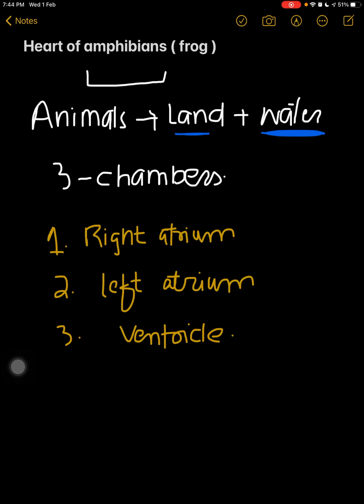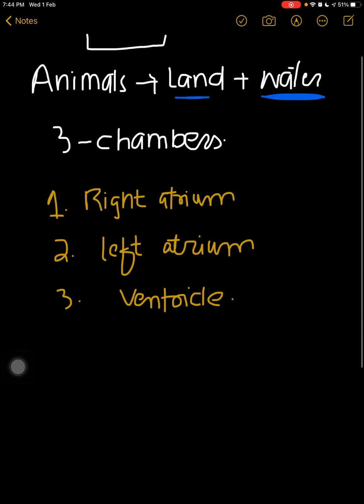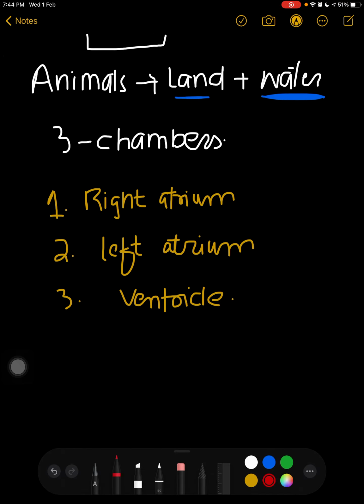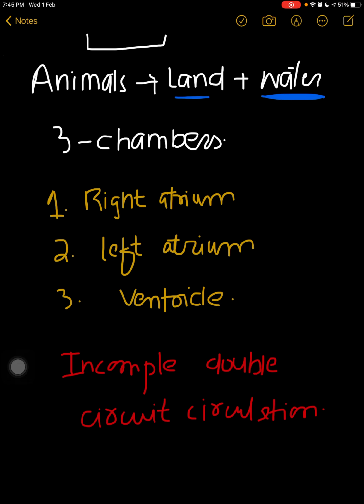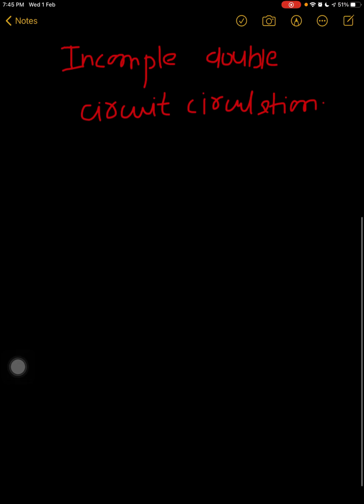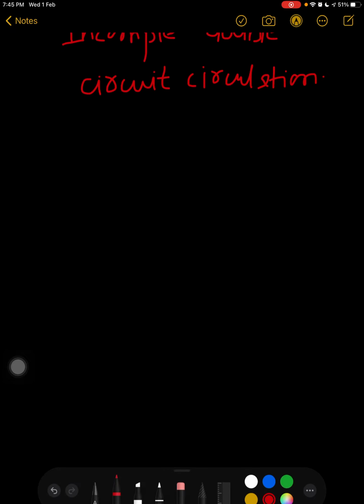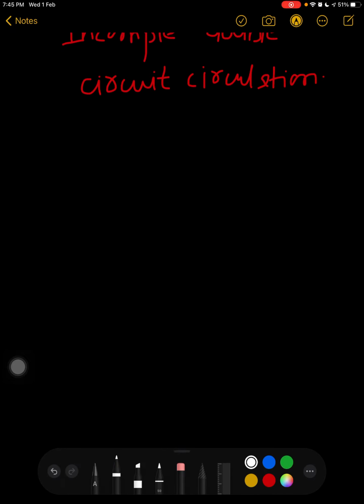So basically, one thing important to note is that here there is incomplete double circuit circulation, right? There is incomplete double circuit circulation, right? So let's start the structure of the amphibian heart. So basically, first of all, here we have sinus venosus.